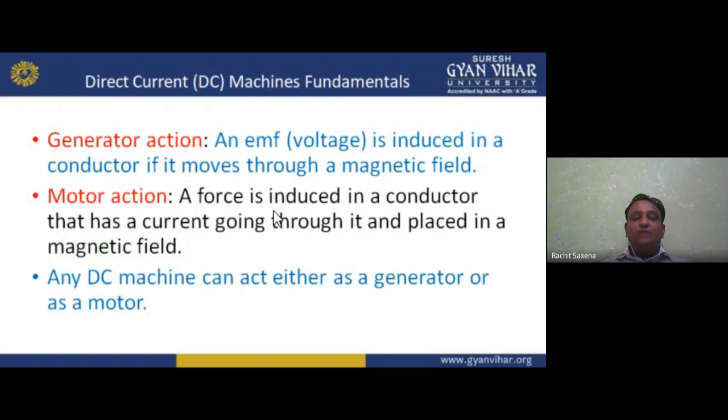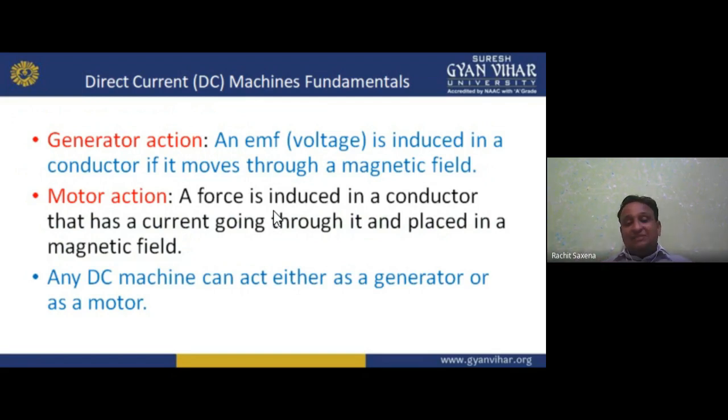Motor action is when a force is induced in a conductor that has a current going through it and is placed in a magnetic field. Whenever a current-carrying conductor is placed in a magnetic field, it experiences a force. That is your motoring action. Due to this force, torque is produced and it starts rotating. So that is the motor action.